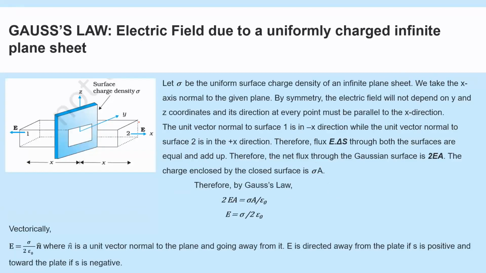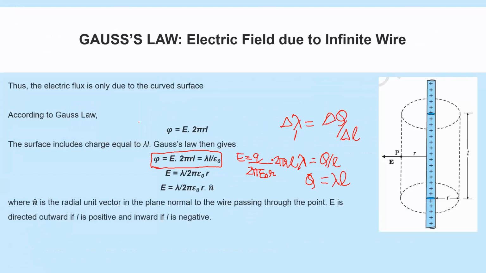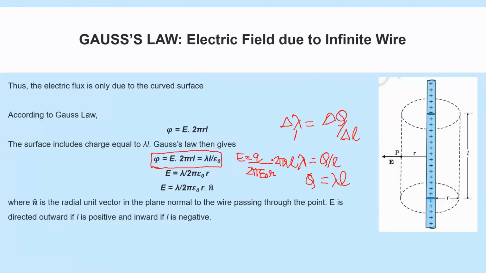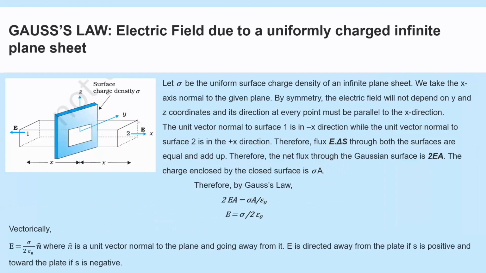So we considered a charge configuration that is linear in nature. Now if we consider a surface, a plane or planar surface, we will try to understand using Gauss's law how we get the electric field due to that. Electric field due to a uniformly charged infinite plane sheet using Gauss's law. Application of Gauss's law.